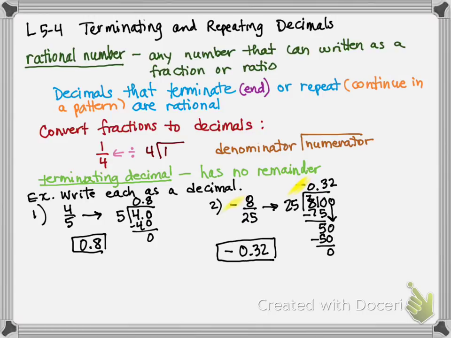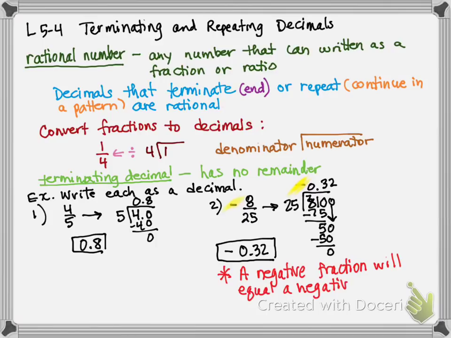Okay, so just a little note here. A negative fraction, so that's when you have a sign out there, negative fraction will equal a negative decimal. Okay, so it just makes sense. So if your original number is negative, then it makes sense that even when you just change it to a different form, it's still going to be negative. So that one's terminating. We've practiced with that back in chapter 3.